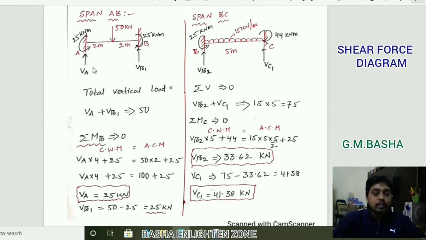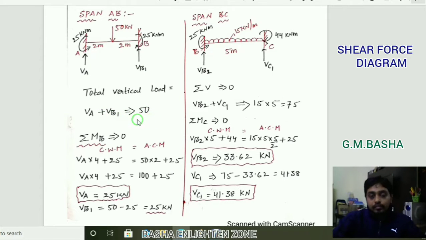So note down these points. Once again I am repeating: upward positive, downward negative, clockwise positive, anti-clockwise negative. That is the reason I am taking VA plus VB. The sum of the vertical loads on a span will be equal to 0. So VA plus VB1, both acting upwards, minus 50, because the 50 is acting in the downward direction. So I am sending it to this side, and you will get VA plus VB1 equal to 50.